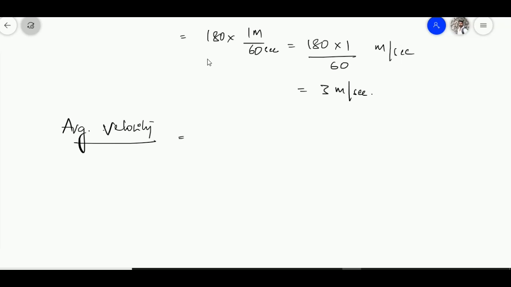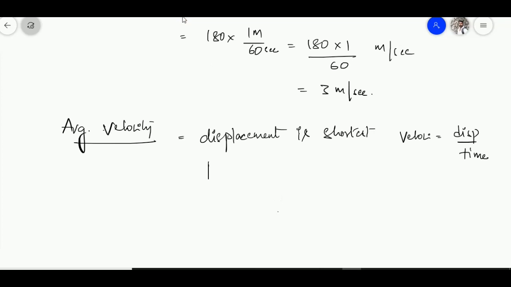Now initially, velocity equals displacement by time. So displacement is the shortest path between the starting point and destination point, isn't it? This is the shortest, right? Home and school: home is the starting point and school is the destination point.